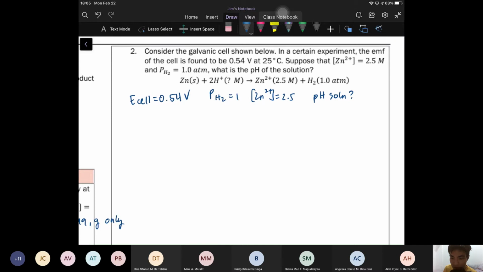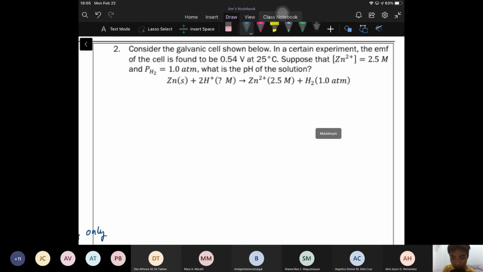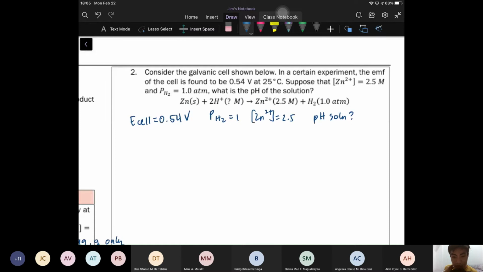Okay, so let's answer this problem. Sagot na tayo. Sulat nyo yung Nernst equation. Kung nakalimutan, ano lang yan, E cell equals E naught cell minus RT over NF ln Q.